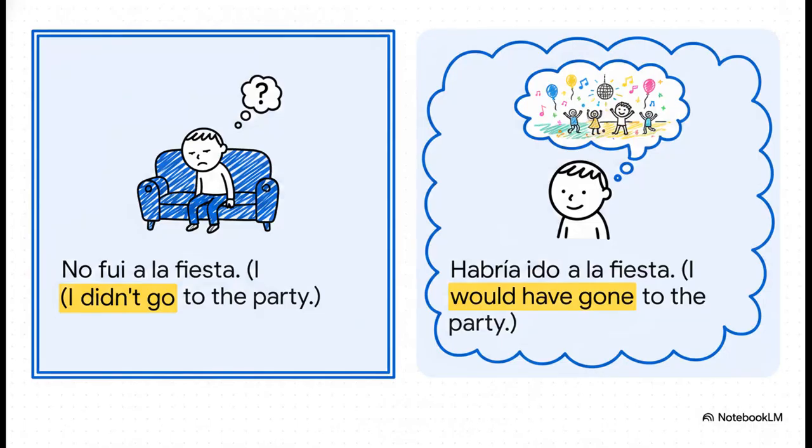Let's put this side by side to really see the difference. On the left, you've got reality, plain and simple, using the preterite. No fui a la fiesta. I didn't go. Fact. End of story. But on the right, you have the alternative universe. Habría ido a la fiesta. I would have gone. You can almost hear the but hanging in the air, can't you?